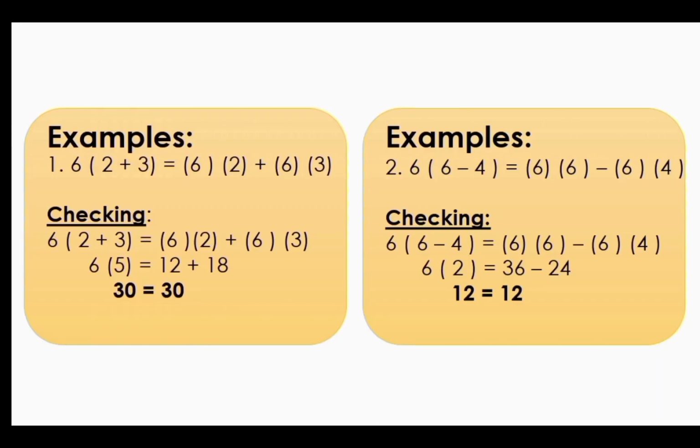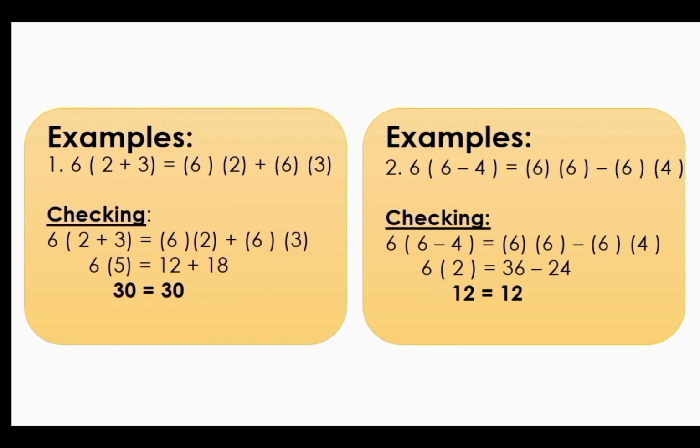Examples. Let's first solve what is inside the parentheses. 2 plus 3 is 5. Then 5 times 6 is equal to 30. Then 6 times 2 is 12. Plus 6 times 3 is 18. So 12 plus 18 is 30 also.